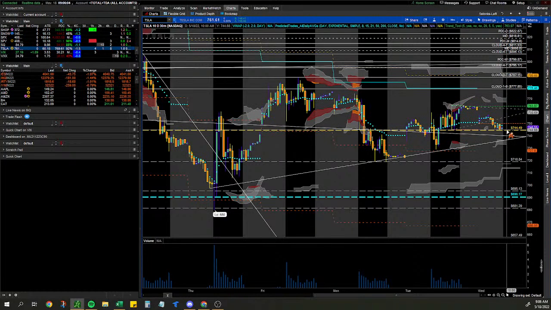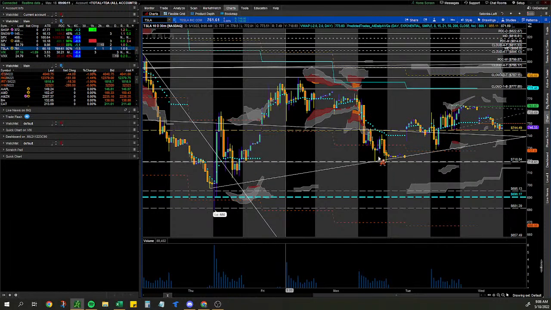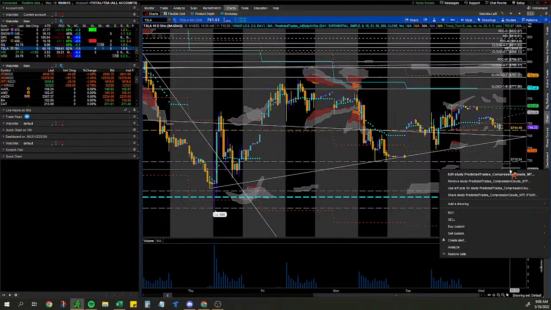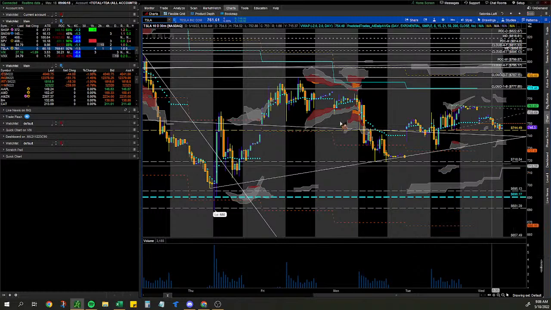market. If we start to lose that 744, 740, and this trend, Tesla's most likely going back to 718. The bottom of this probably 4-hour squeeze. Yep, at 713.